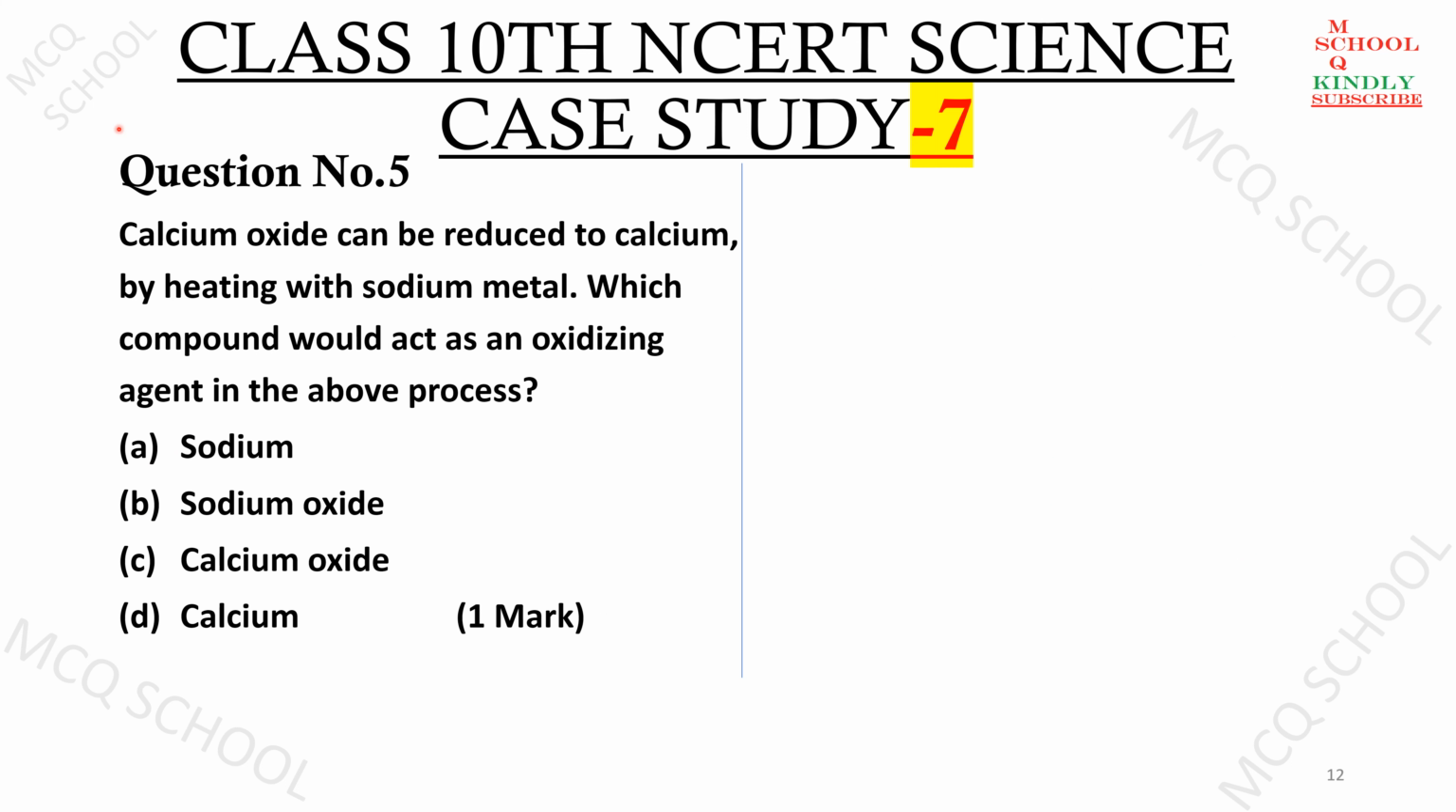Let us take question number 5. Calcium oxide can be reduced to calcium by heating with sodium metal. Which compound can act as an oxidizing agent in the above process? Options are: A. Sodium, B. Sodium oxide, C. Calcium oxide, D. Calcium. So what is the best answer?